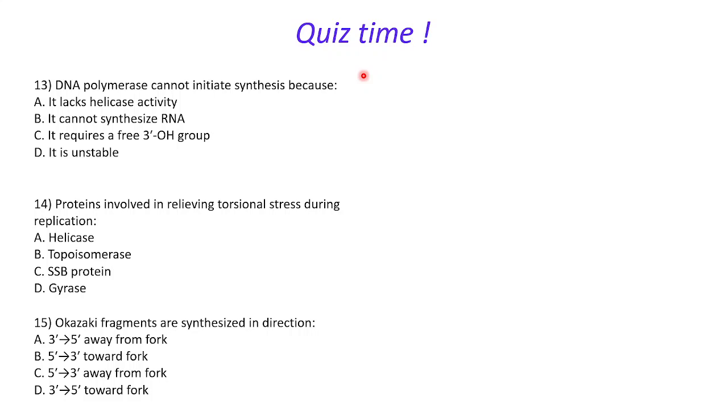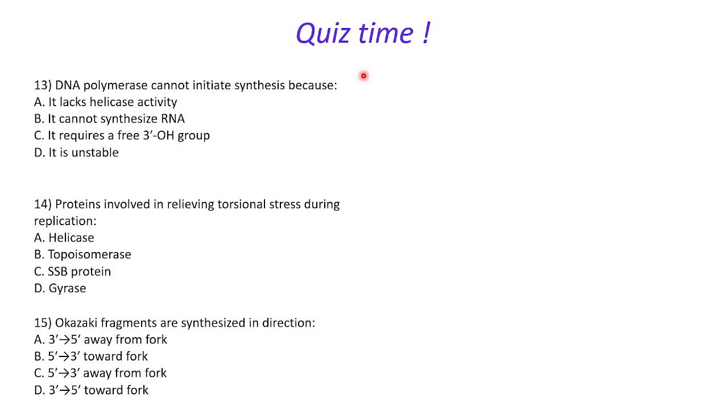Right. Question 15. Okazaki fragments are synthesized in direction 3' to 5' away from the fork, 5' to 3' towards the fork, 5' to 3' away from the fork, or 3' to 5' towards the fork. So I have got a C, right. So 3' to 5' away from the fork.